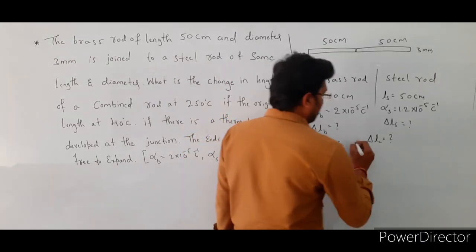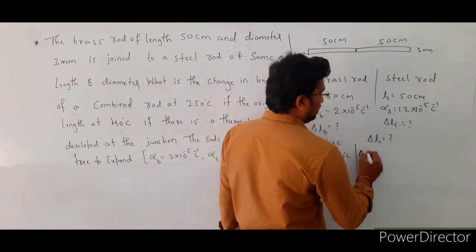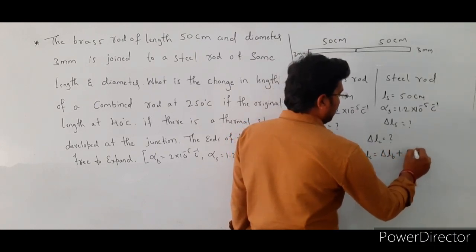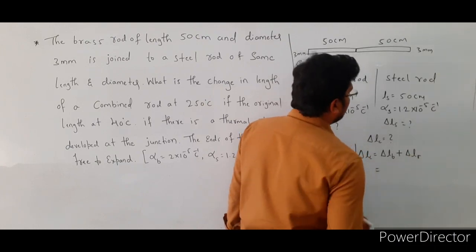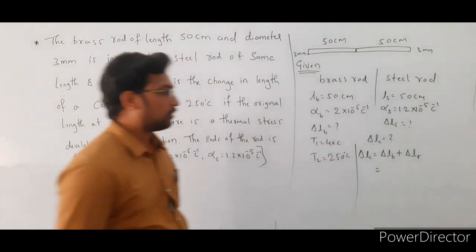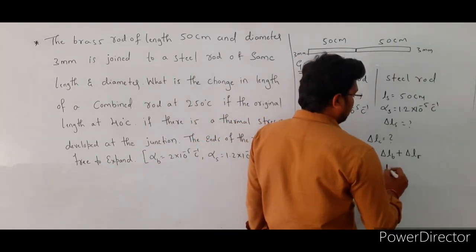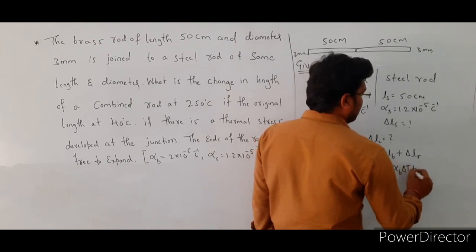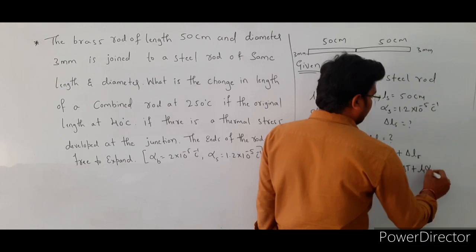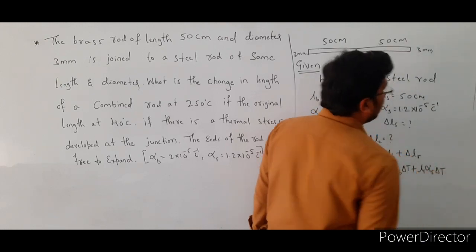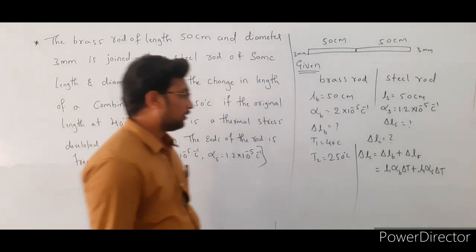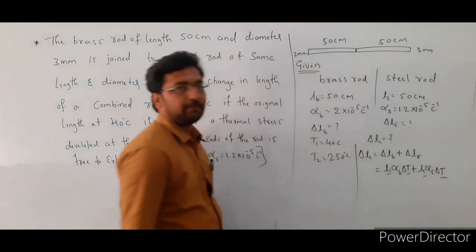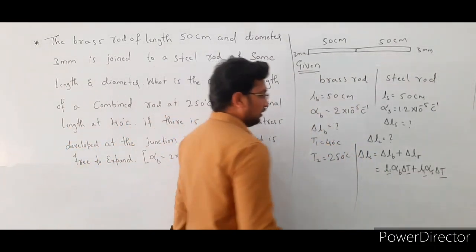The change in length for the combined rod is equal to the change in length for the brass rod plus the change in length for the steel rod. We already know the formula for change in length: initial length L1 times alpha suffix b times change in temperature, plus L1 times alpha suffix s times change in temperature. In this case, the length and the change in temperature for both rods are the same.